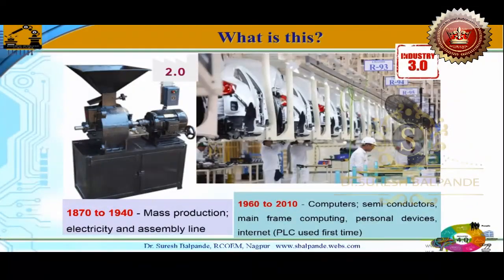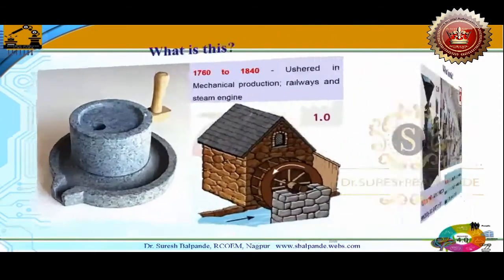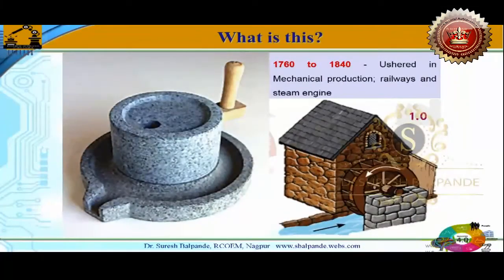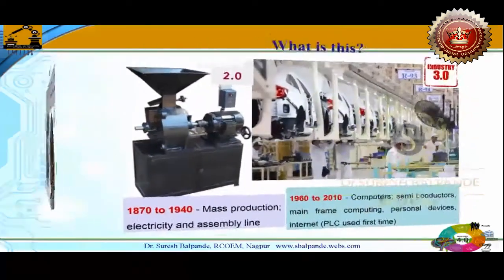Then in 2.0, we started using electric motors. You can see this picture, this is 2.0, the electric motor. Earlier it was driven by water or by hand. This is an example of a hand driven machine. This is a water driven machine or the wind machine you can take. So that was the 1.0.